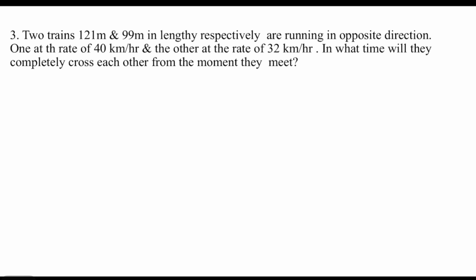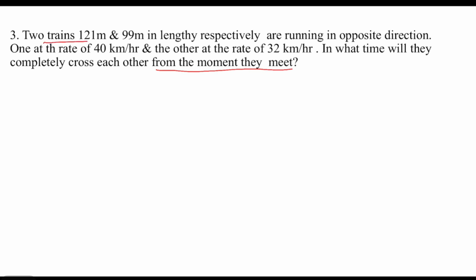Two trains 121 meter and 99 meter in length respectively are running in opposite direction, one at the rate of 40 km per hour and the other at the rate of 32 km per hour. In what time will they completely cross each other from the moment they meet? So don't worry about this last sentence. They just mean to say that when they will cross each other.